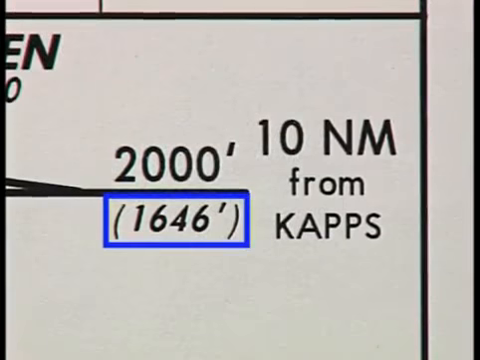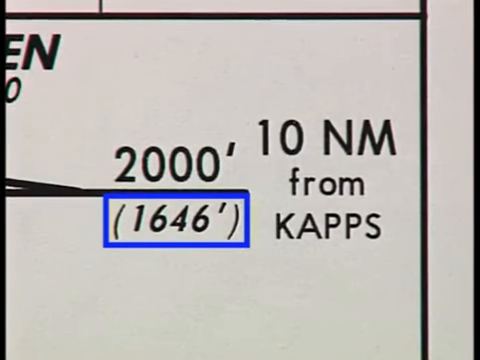The number enclosed in parentheses below or beside the MSL figure indicates the height of the flight path above the runway touchdown zone, not the height above the ground. In this example, you are 1,646 feet above the runway touchdown zone.